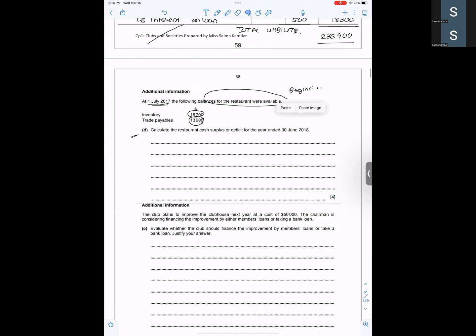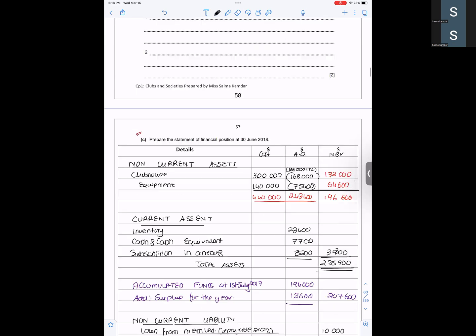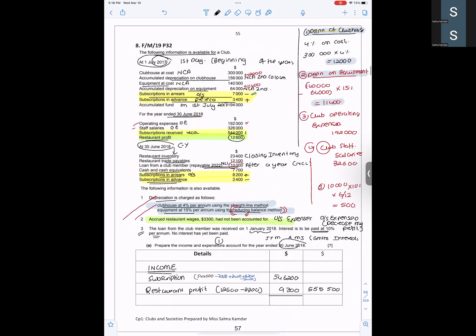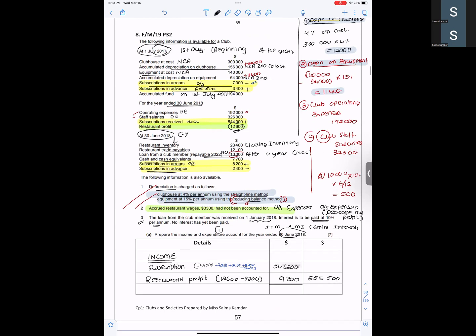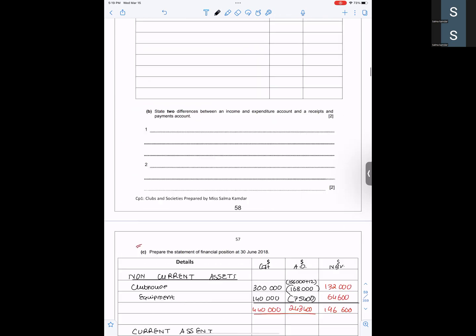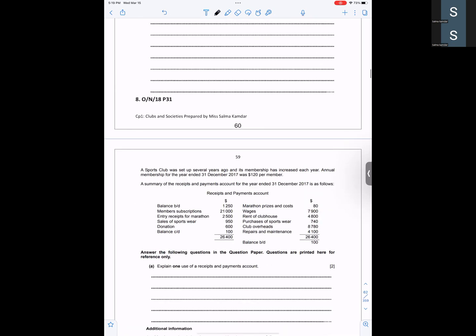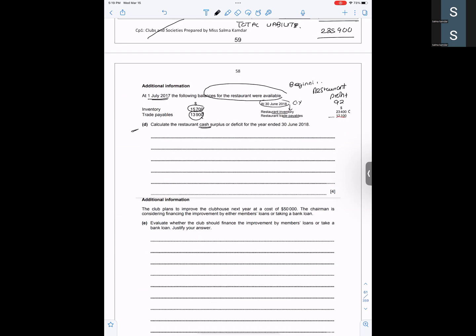They want us to find the increase or decrease in the inventory and trade payables, and calculate the restaurant cash surplus. That means they want us to calculate cash deficit. We also had restaurant profit as how much? What was our restaurant profit? Our restaurant profit was 12,600, but 3,300 was outstanding, so 9,300. So restaurant profit is 9,300.